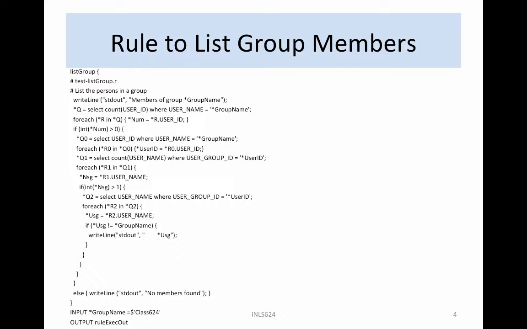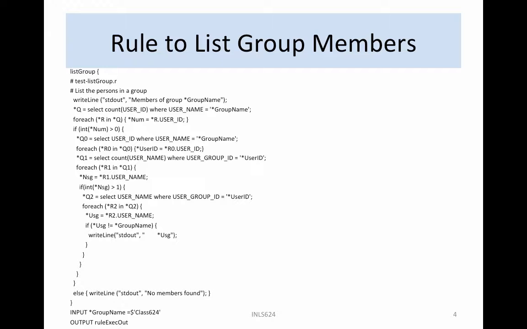A rule to list group members, test list group, is shown here. The rule is available in LifeLive Zone Home RW More Rules Test List Group. The rule has an input parameter star group name, which contains the group name. The rule creates a query to find the user ID for the group. A second query is made to find the number of users in the group.